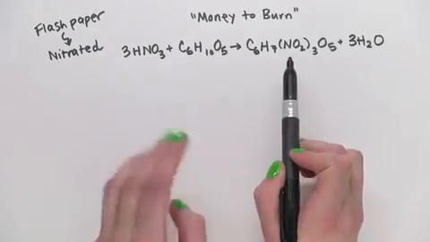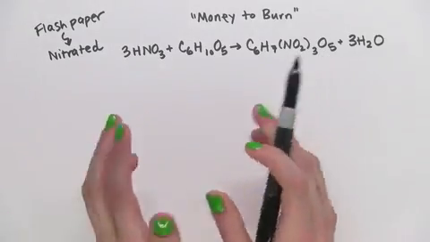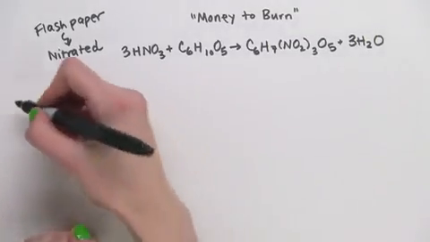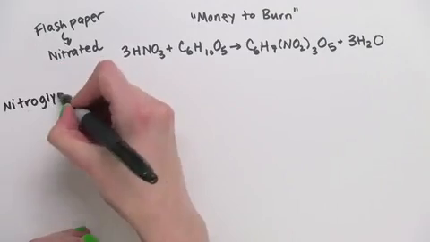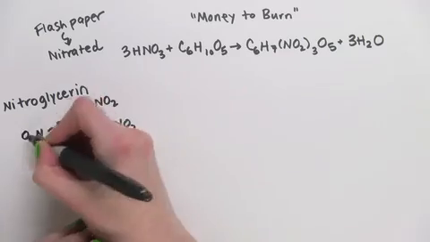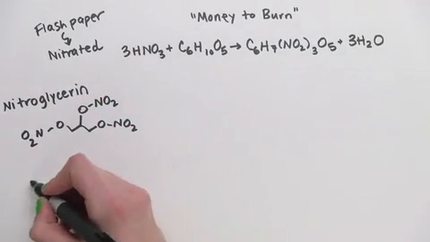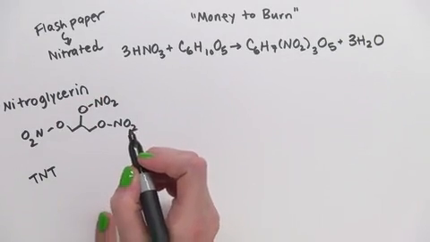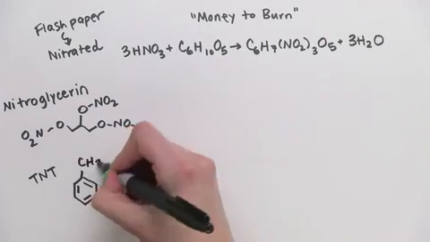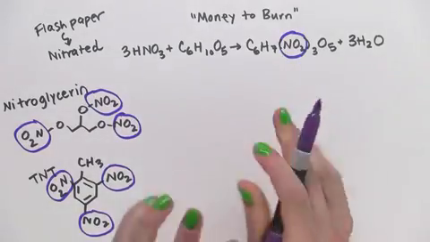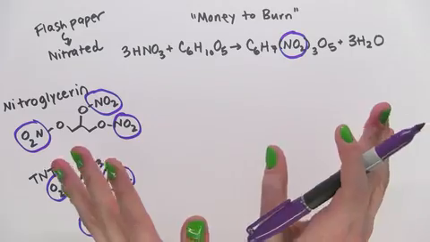Now the nitro group, the NO2, is the reactive group, and it can be very reactive depending on the molecule that it's in. You've no doubt heard of nitroglycerin, which looks like this. It's an explosive liquid. Or TNT, which actually stands for trinitrotoluene. It looks like this. So all of these molecules have nitro groups in them, and it's the nitro, or NO2, groups that make these molecules explosive.